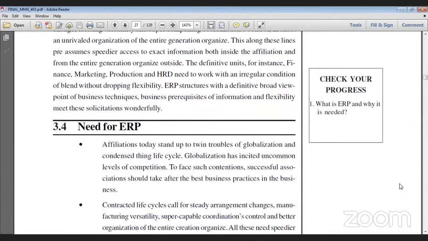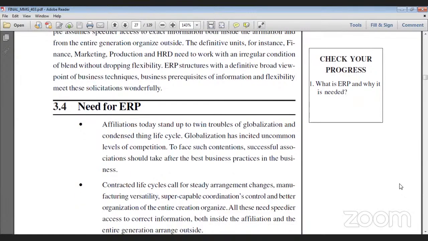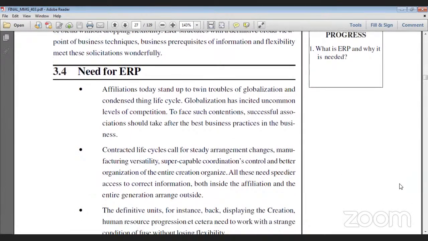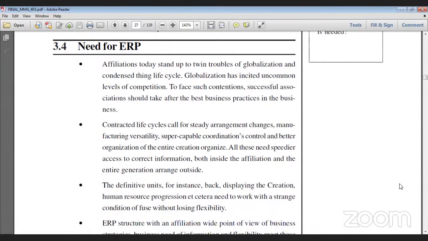And here, manufacturing facility, super capable coordination and control and better organization of the entire creation of organization is also there. Then the third point is the definitive unit, for instance back displaying the creation of human resource progression criteria needed to work with the strange conditions of fuse without losing flexibility.